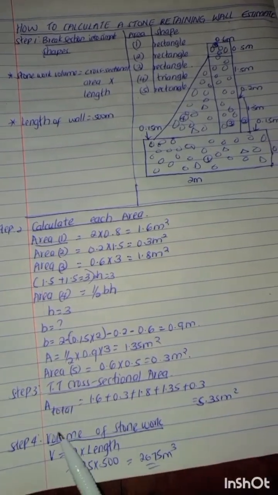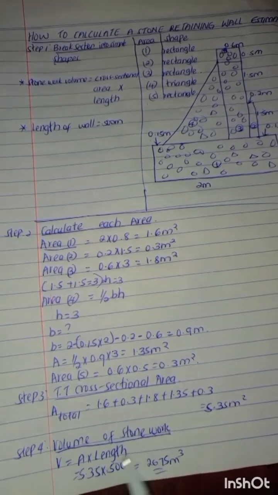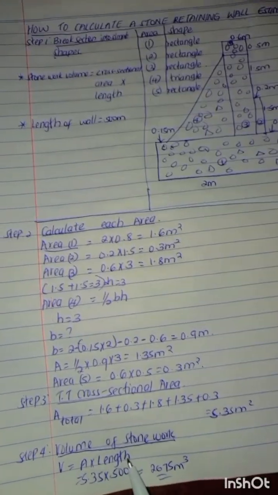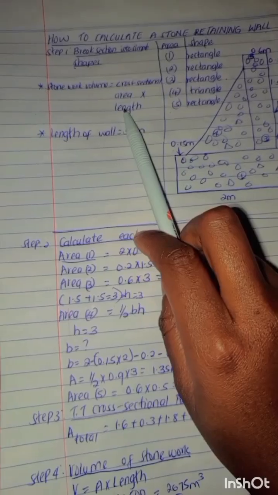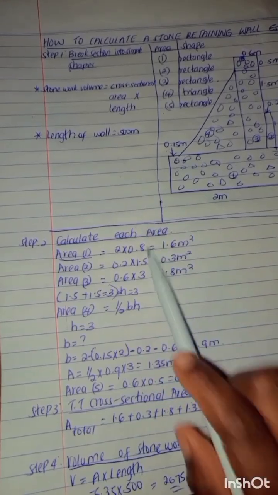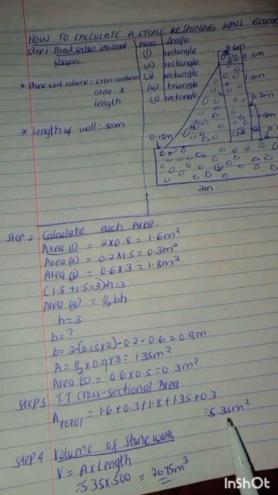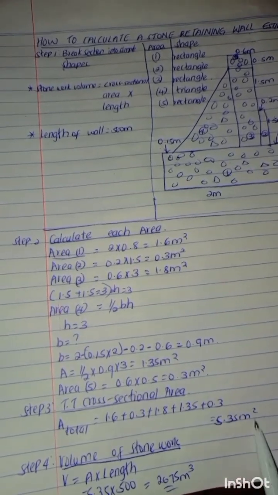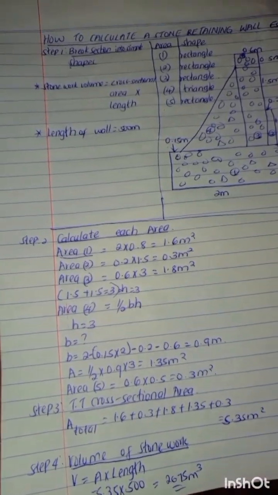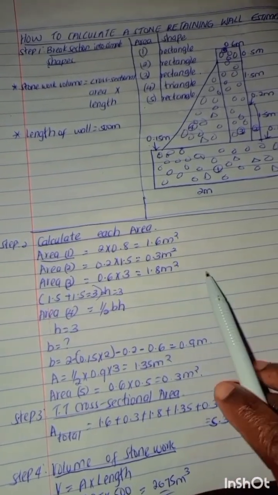Okay, so to get the volume of the stonework, it's the cross-sectional area multiplied by length. This is where I said it here. This is where you apply this formula. So we have a length of 500 and the total cross-sectional area is 5.35. So you multiply 5.35 by 500, and you get 2675 meters cubed. That is the total volume of stonework required in this retaining wall.